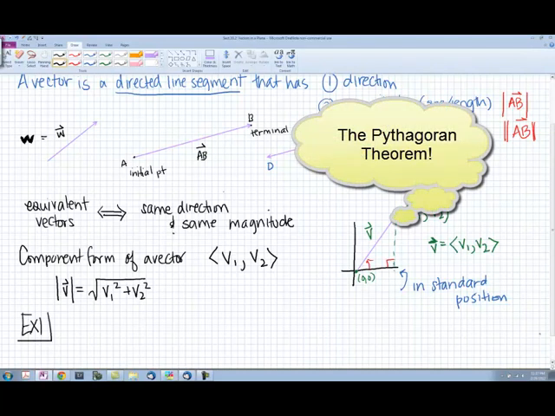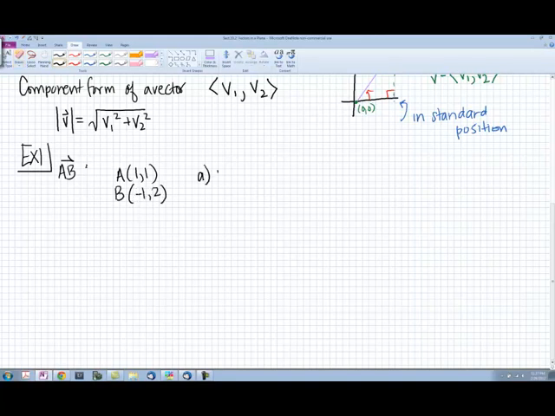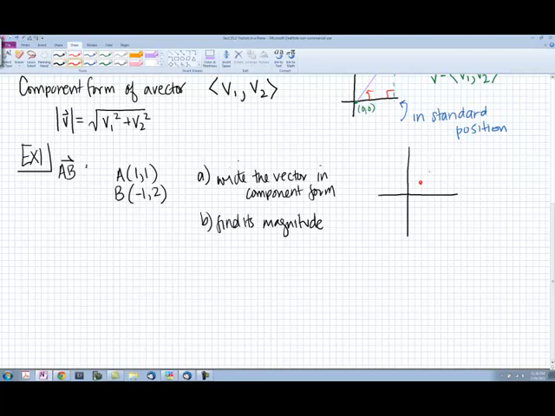Okay, so let's just do some really simple little examples. Let's say I have vector AB, where the initial point A is at (1, 1). The terminal point B is at (-1, 2). I want us to write the vector in component form, and then I also want to find its magnitude. We'll make a little sketch. So if A is at (1, 1) and B is at (-1, 2), when you draw your vector, it's going to look like this.